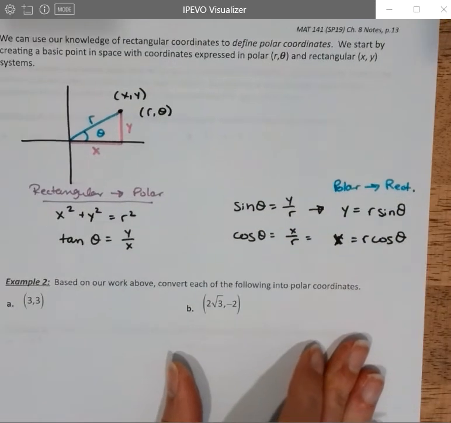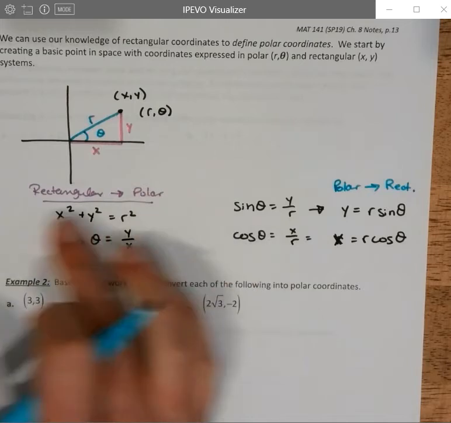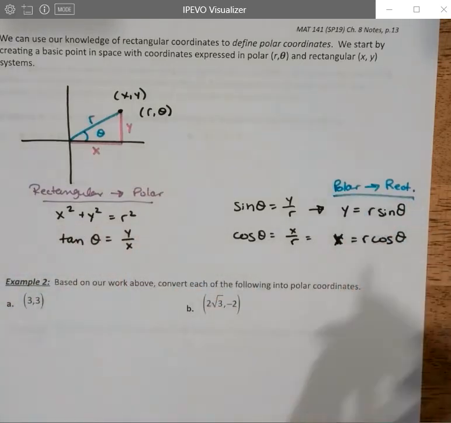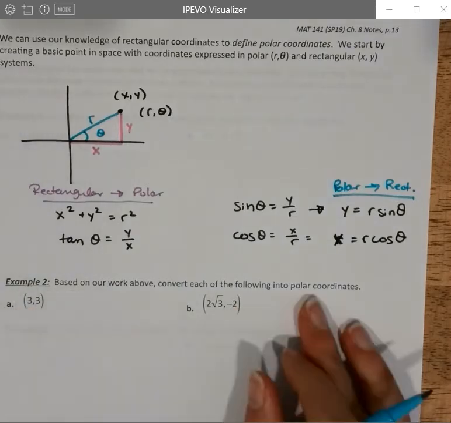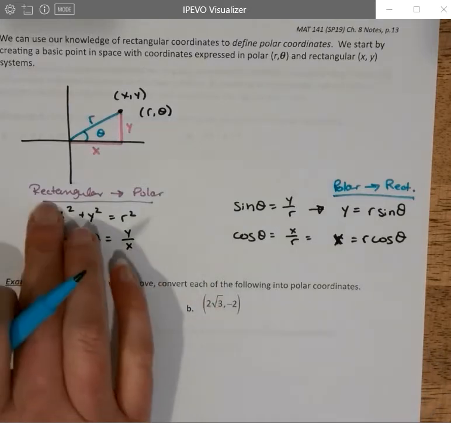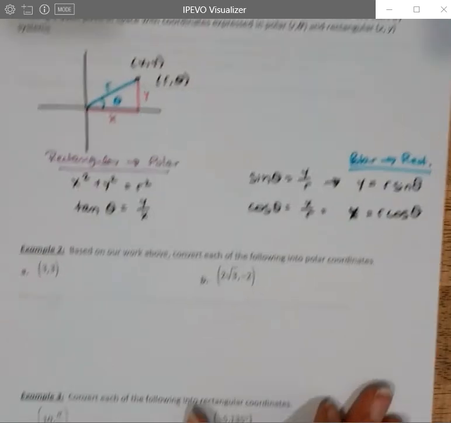Okay. So if I want to go from rectangular to polar, I can use the Pythagorean theorem or tangent maybe, and if I want to go from polar to rectangular, sine and cosine along with the r value can allow me to find and solve for those. So based on our work above, let's convert each of these into polar coordinates. So they're rectangular right now, I want to convert them into polar.